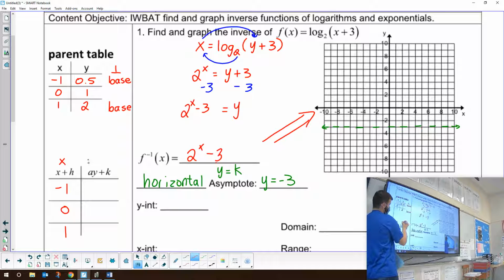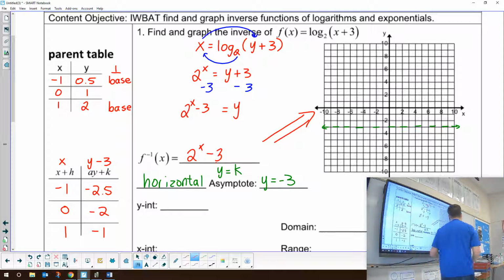So we're going to go each y minus 3, because minus 3 is my k value. So I'm going to go 0.5 minus 3 is -2.5. 1 minus 3 is -2. And 2 minus 3 is -1. And so we can put these points on our graph over here.